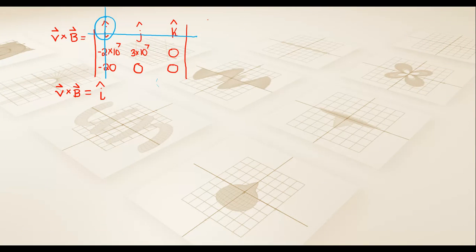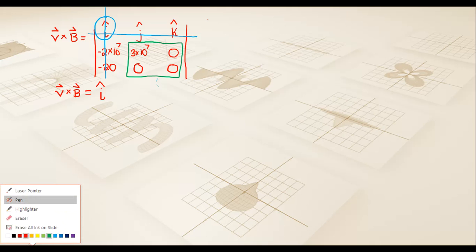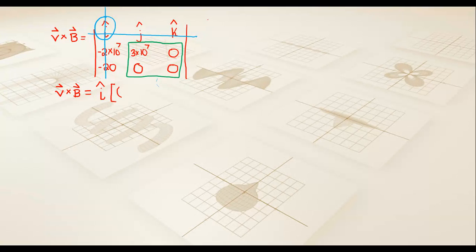What's left here is what we're going to figure out a 2×2 determinant of. So we take the special unit vector I and multiply by the 2×2 determinant that remains. A 2×2 determinant is not hard to memorize; it's multiply across the cross. So this would be 3 times 10 to the 7. And let's not write the units right now because it's going to get a bit irritating to write.